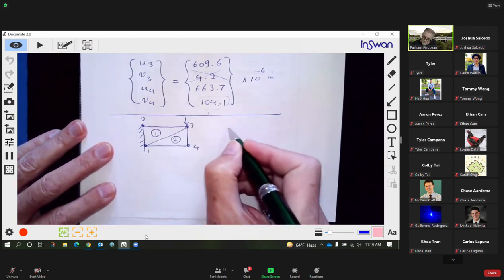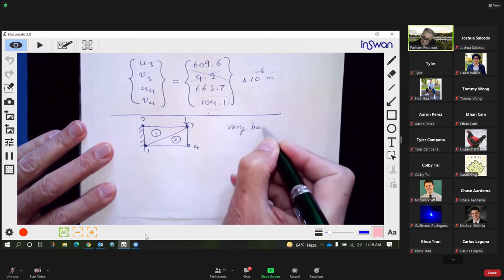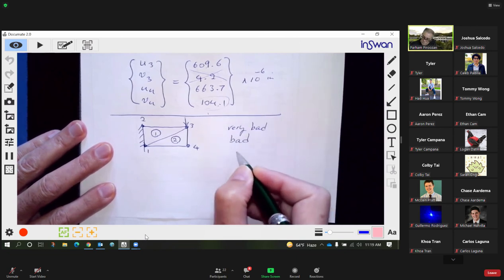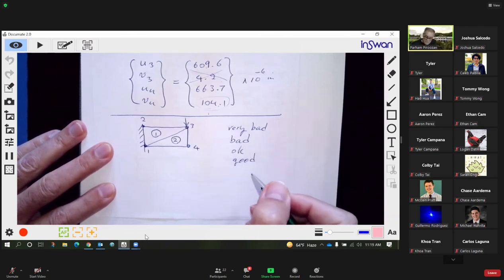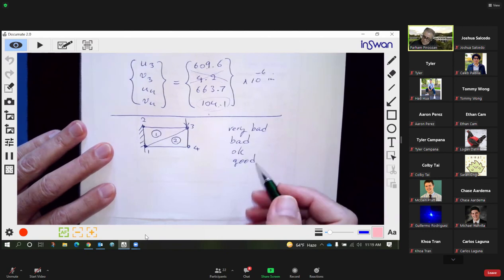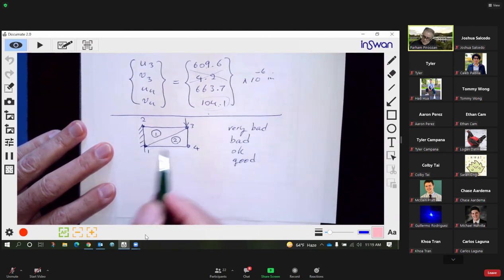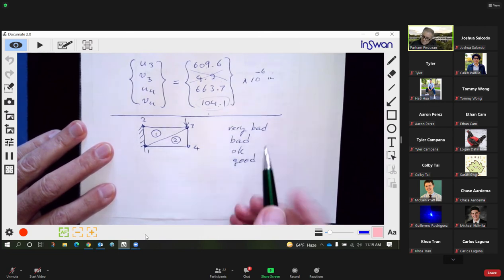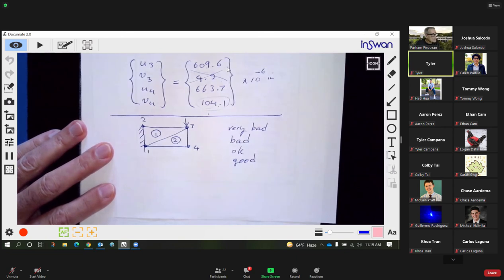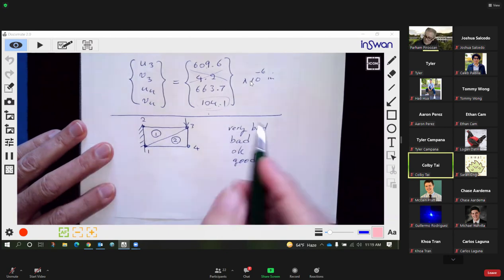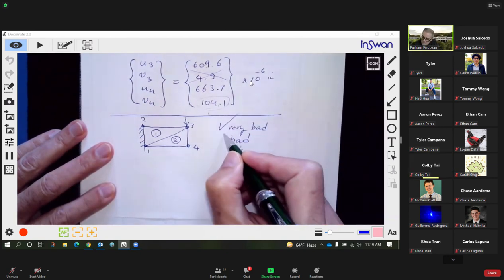Tell me, I want to do a stress analysis of this one. I selected 2 elements like this. Is it very bad, bad, okay, good, very good? What do you think? Very bad. Anybody else? Anyone? Very bad. Why very bad? I agree with you. Very bad. Why?